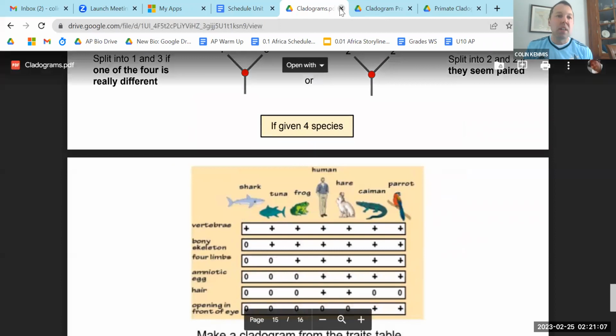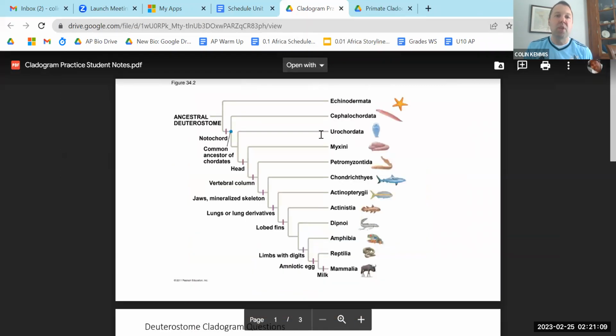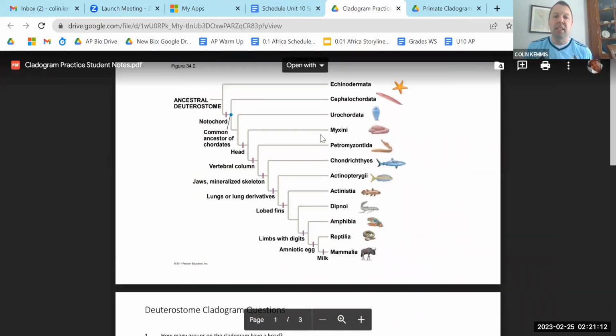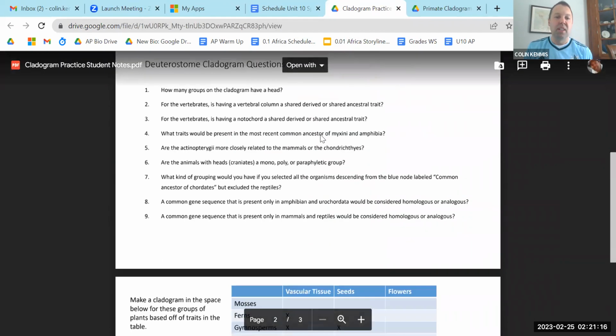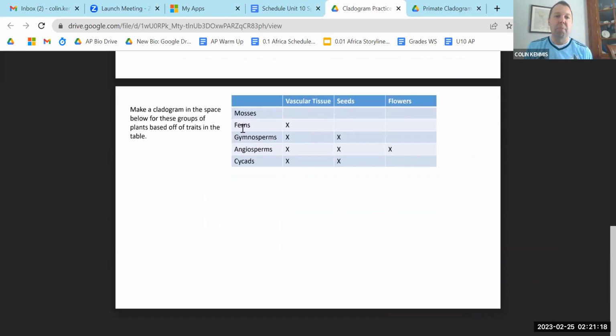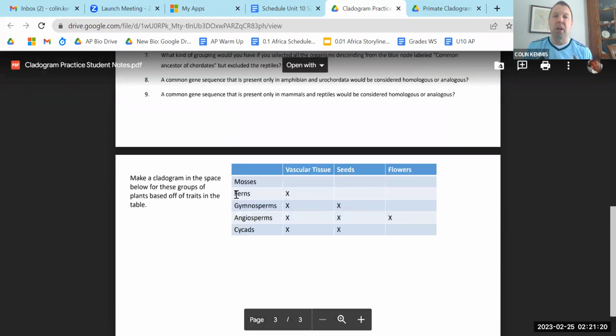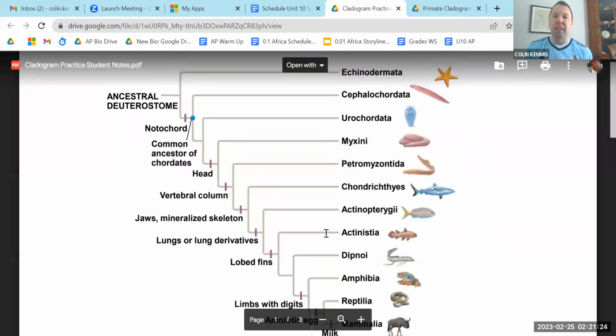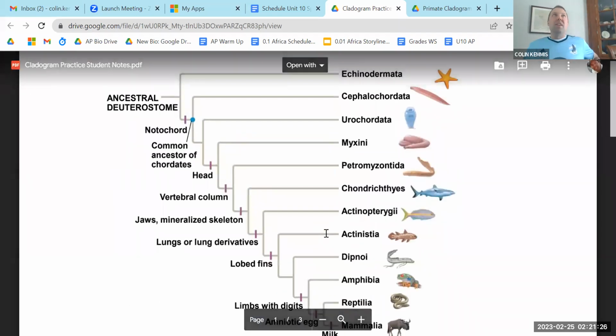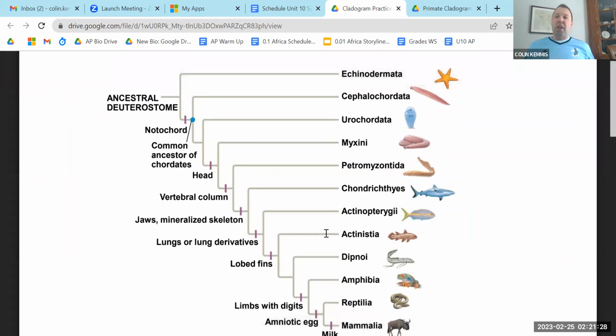Okay, that's it for the notes. And then for your practicing today, this one is deuterostomes. There's quite a few questions there. And then here's one with plants as well. So it does help to have a little bit of anatomy, or even just how related animal groups, the different types of phyla, a little bit of knowledge there.